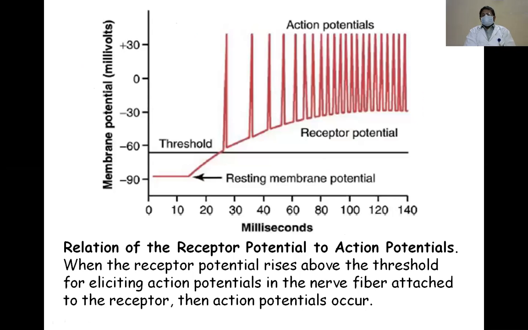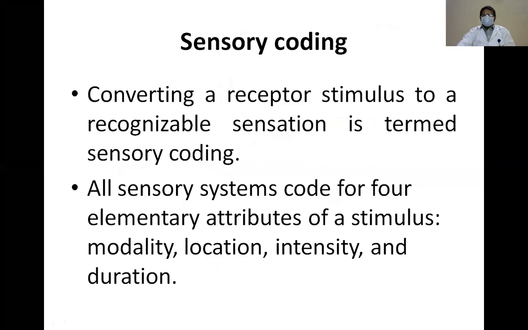The relationship between the receptor potential and the action potential is shown in this graph. Whenever the receptor potential is above the threshold level, it produces the action potential, and these action potentials are conducted as a nerve impulse. Then what is sensory coding? The conversion of the receptor stimulus to a recognizable sensation is termed sensory coding.